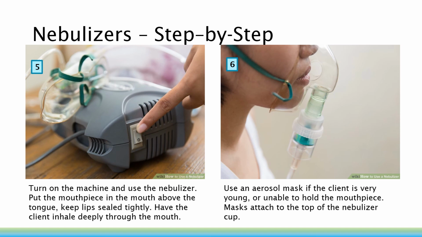Step number 5, turn on the machine and use the nebulizer. Put the mouthpiece in the mouth above the tongue. Keep the lips sealed tightly. Have the client inhale deeply through the mouth. Use an aerosol mask if the client is very young and unable to hold the mouthpiece. The mask must be attached to the top of the nebulizer cup, as demonstrated in this picture. The client may exhale through their mouthpiece or the nose.